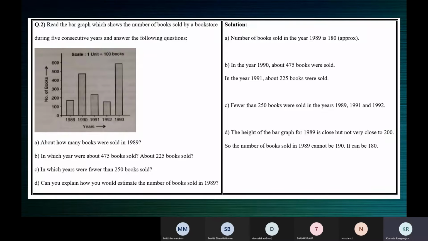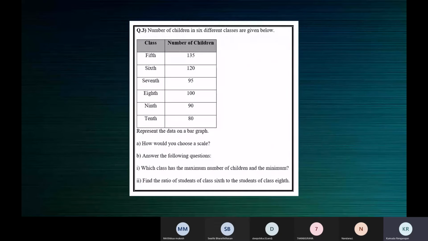We did discuss this in the last class. Take a screenshot and check your answers. This one was discussed in the last class. I didn't show you the answers, that's all. Take a screenshot and you can compare your answers. Done? Yes, ma'am, completed. All right.